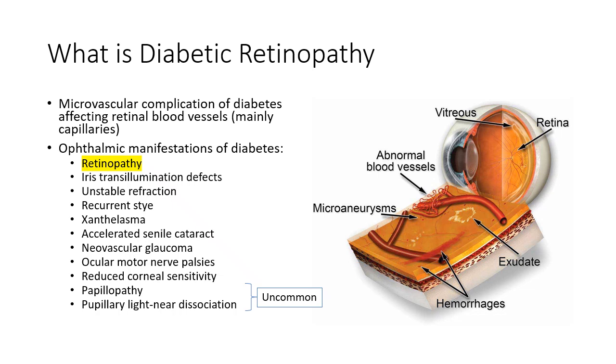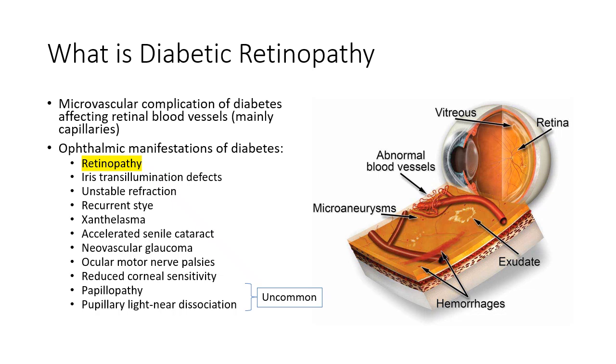Simply, a microvascular complication of diabetes affecting the retinal blood vessels, mainly capillaries, right? So it's a small blood vessel disease. Now, when we talk of the ophthalmic manifestations of diabetes, the first thing that comes to mind is diabetic retinopathy because it is the most common manifestation. And we only think of diabetic retinopathy.